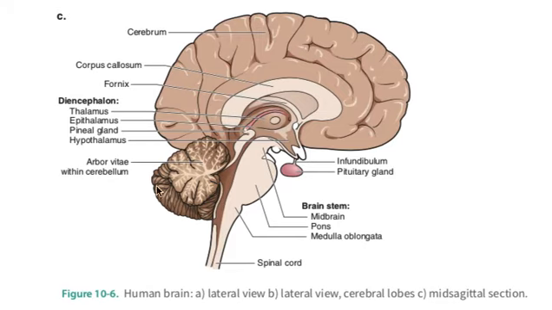Let's take a look at the cerebellum. The cerebellum back here has gray matter and white matter, and the white matter of the cerebellum is going to be called the arbor vitae, or the tree of life. You can see how pretty it is. It really does look very much like a tree.